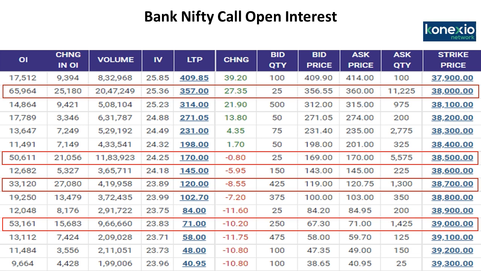So looking at this particular data, we feel that some particular levels need to be breached. Once 38,000 is breached on the upside in Bank Nifty, the smart money might start buying these option premiums, which will take Bank Nifty on the upside.